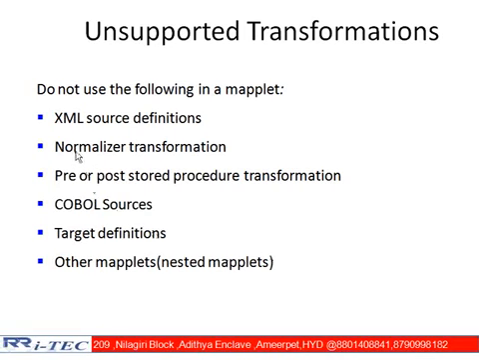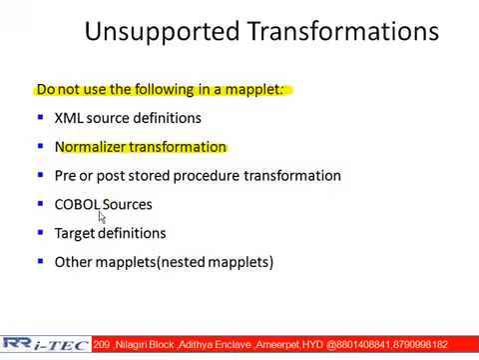The unsupported things are XML source definitions, Normalizer transformations, pre- or post-session stored procedure transformations, COBOL sources, target definitions, and other mapplets. So inside one mapplet you cannot keep another mapplet. Nested mapplets are not possible. So these are some known limitations. You need to remember these limitations. If anyone asks in an interview whether you can take a Normalizer transformation inside the mapplet, you should be in a position to say no.